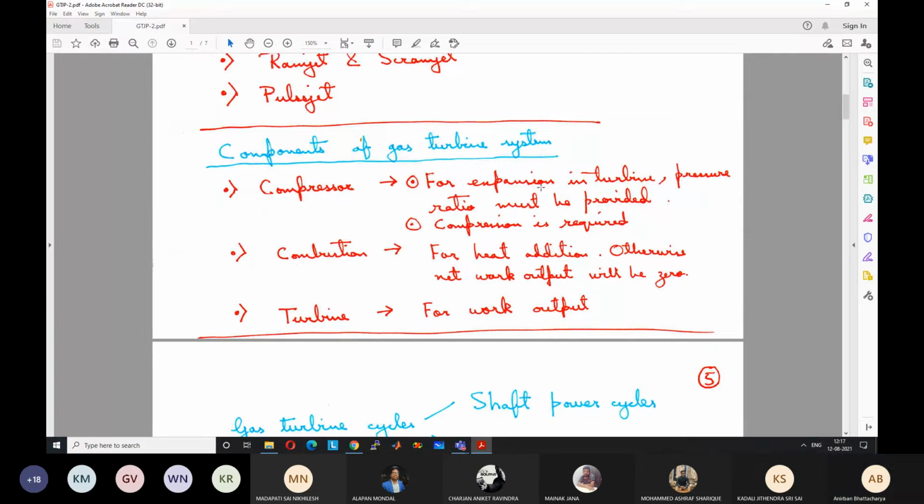Okay. Combustion is required for increasing the enthalpy of the working fluid, because without any heat addition, you will not get any net work output. So to get work output, you need to add that energy. The combustion chamber is present because of that. And the turbine is obviously required for work generation. Okay, some of the work is used for running the compressor. The rest of it is used for running the generator.